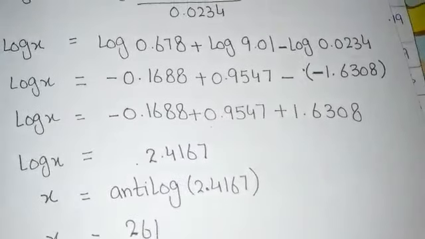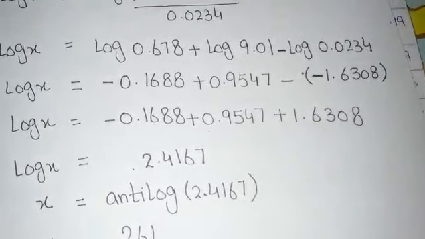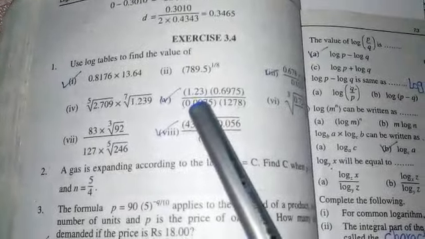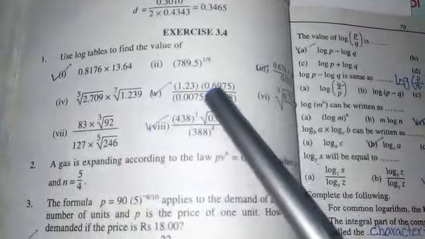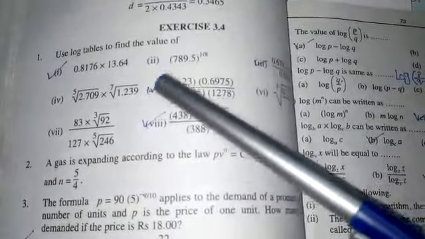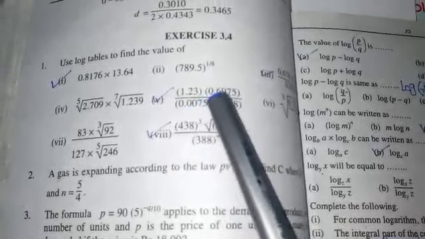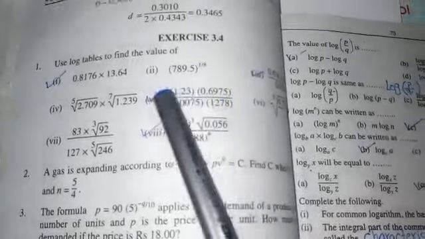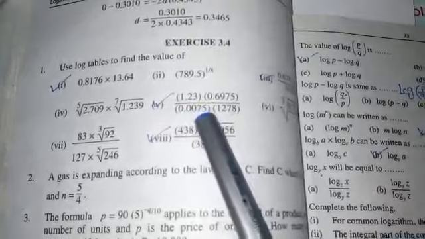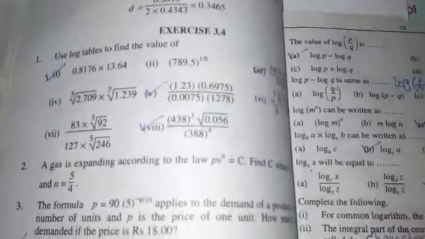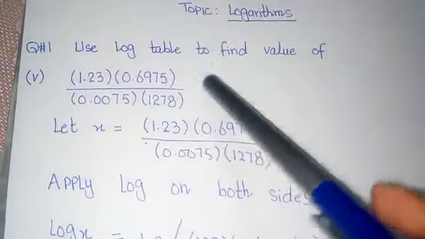I hope these questions are clear. So move to the next question. After the third part, we have the fifth part of exercise 3.4. The question is the same. We have to find the value of all this. The question is 1.23 multiplied by 0.6975 divided by 0.075 multiplied by 1278.